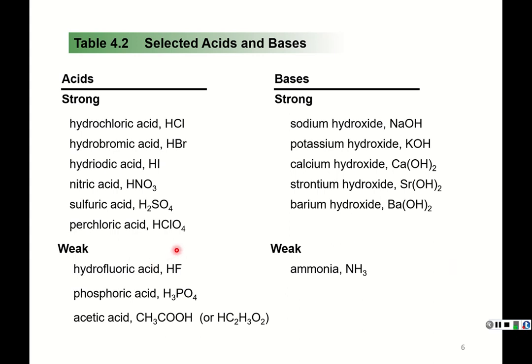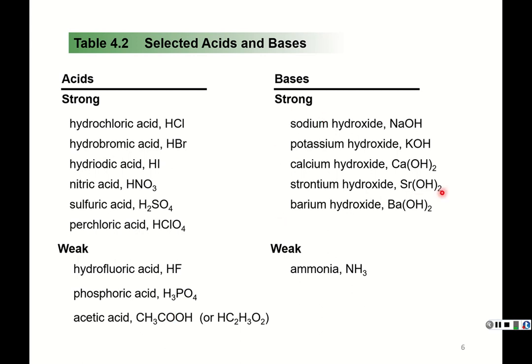Good to point out in this table, there's some weak acids that are listed, like HF, right? That's a halogen, but it's the top halogen in that group, and it's actually a weak acid. Phosphoric acid, and then acetic acid. Anytime you see a COOH, those are going to be a carboxylic acid, and they'll always be weak. We'll talk about those in a minute.